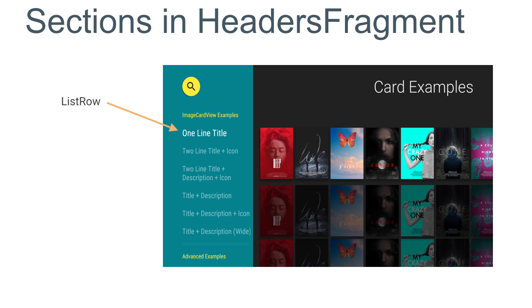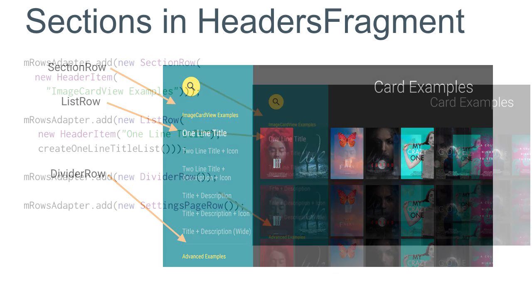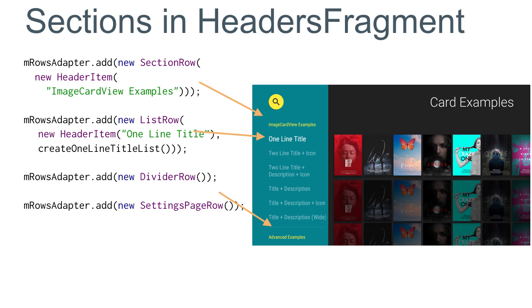Remember I mentioned headers fragment, which appears to the left, has the list of navigation menus? Now, that is great, but what if you wanted to group your navigation menus? For this, the latest version of Leanback Library has support for two new rows, section row and divider row. Section row, which is the title, marks the beginning of a group of navigation menu. And divider row marks the ending of the group. The way to add them is as simple as when you're adding data to your adapter, you inject those rows in the same order that you want them to appear in the headers fragment. That's it.